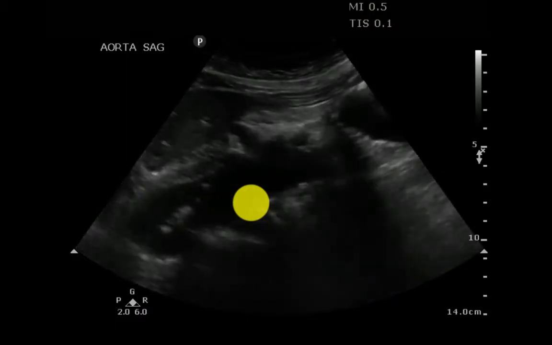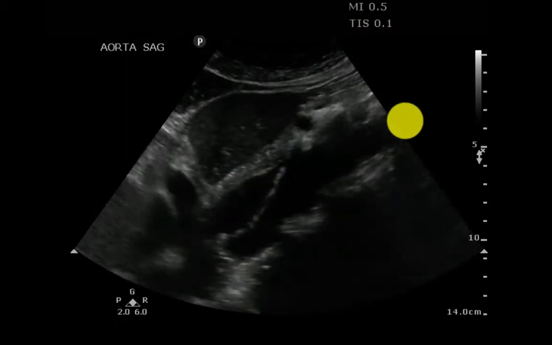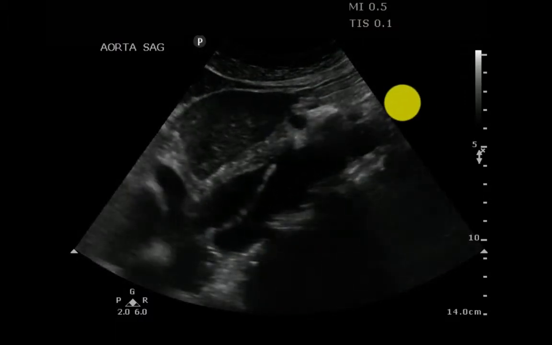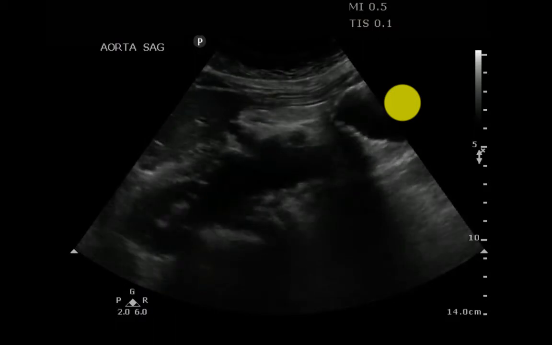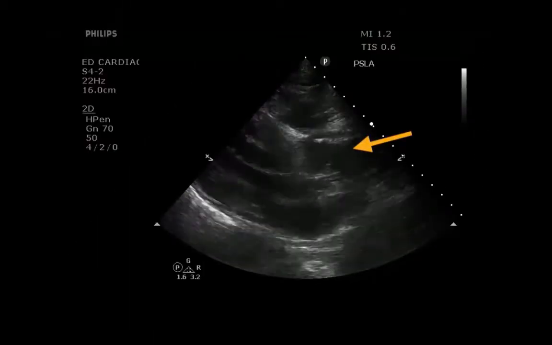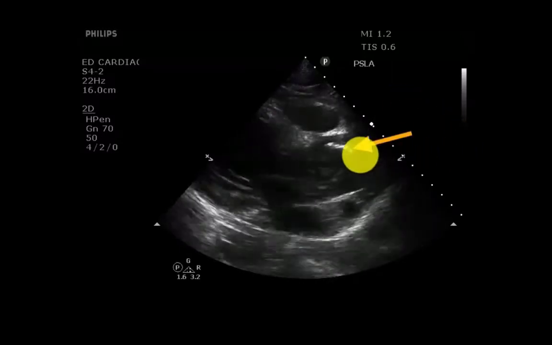Incidentally, if you look down here, there's also an AAA. So this person had a dissection and an incidental finding of abdominal aortic aneurysm as well. This is an echo view, and I know we have not touched on point of care echo, but I do want to show this as a pretty amazing view.